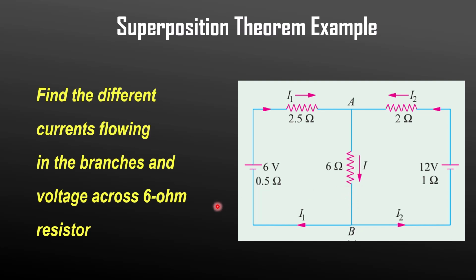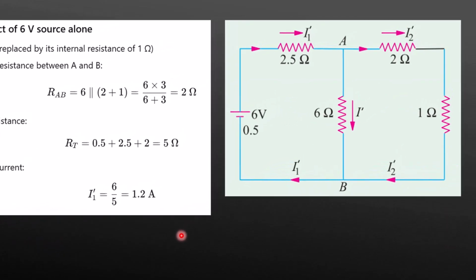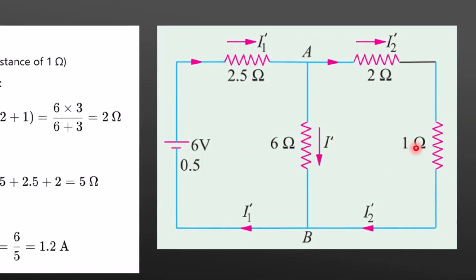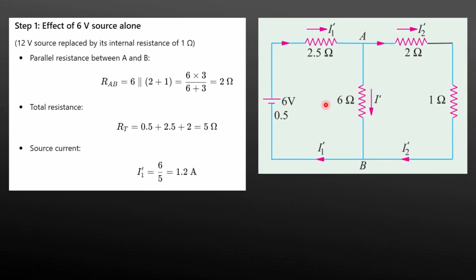So first of all, according to this theorem, we will keep one voltage source and replace the other voltage source with its internal resistance, which is 1 ohm, and solve the entire circuit network. So here you can see that 2 ohm and 1 ohm are in series and 3 ohm will be in parallel with this 6 ohm. So the equivalent resistance across AB is 2 ohm.